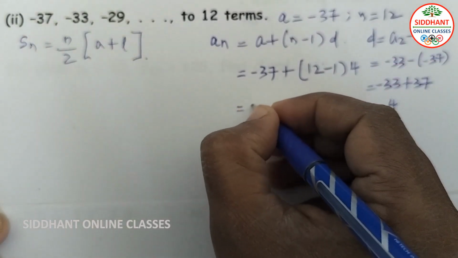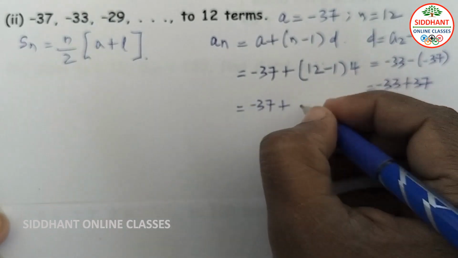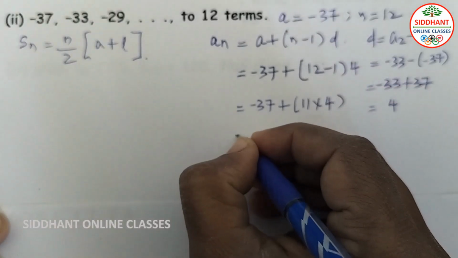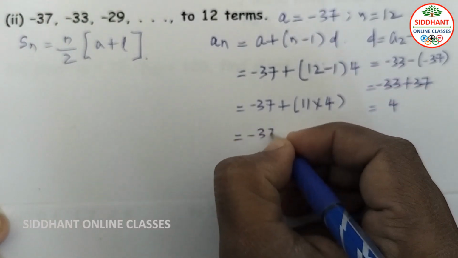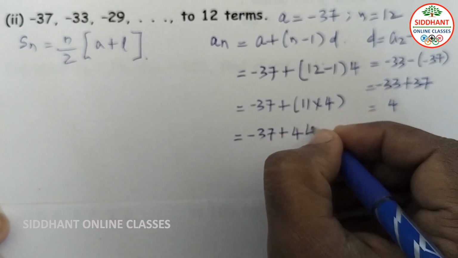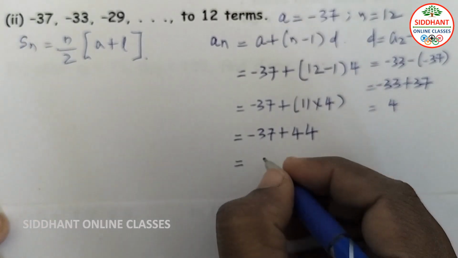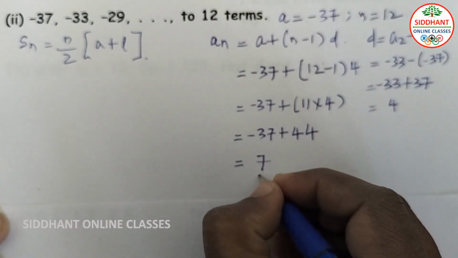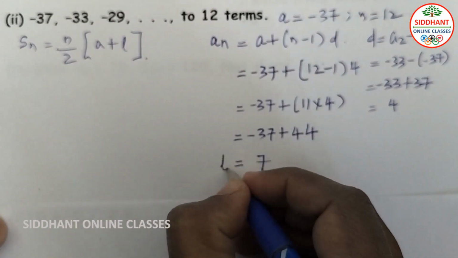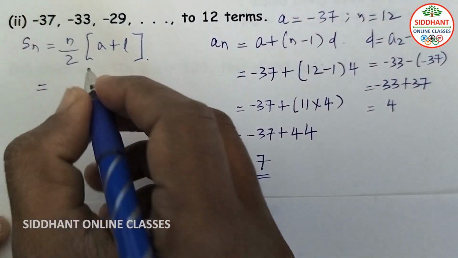So that equals minus 37 plus 12 minus 1, 11, into 4. So that equals minus 37 plus 11 into 4, 44. So that equals minus 37 plus 44, which is 7. So now we got the L value, that is 7. Now we are going to input it in the sum formula.